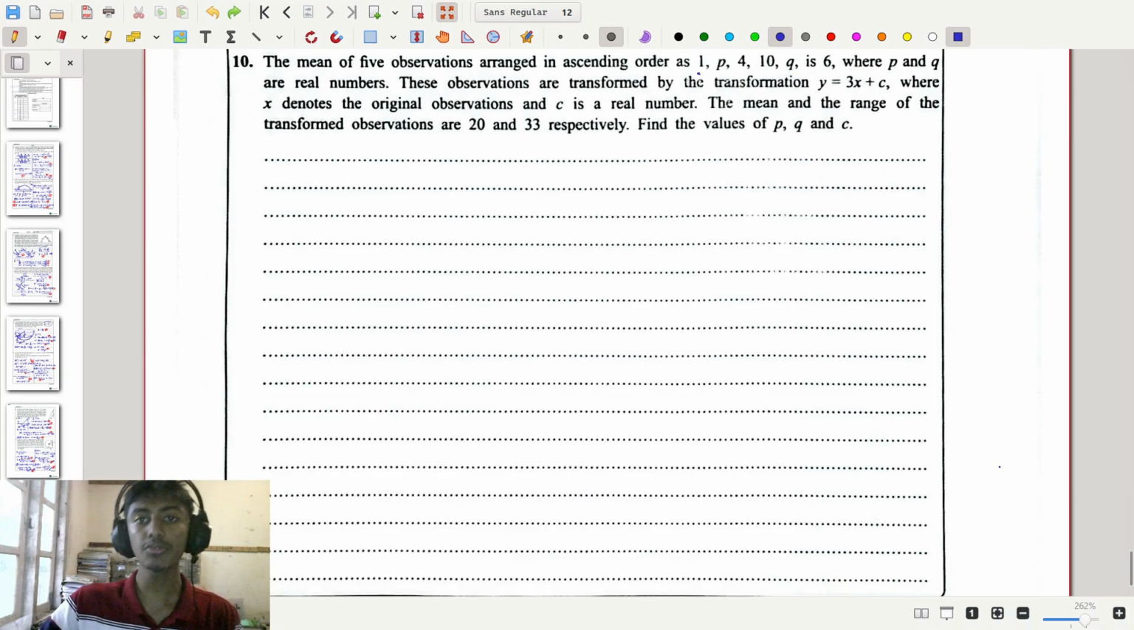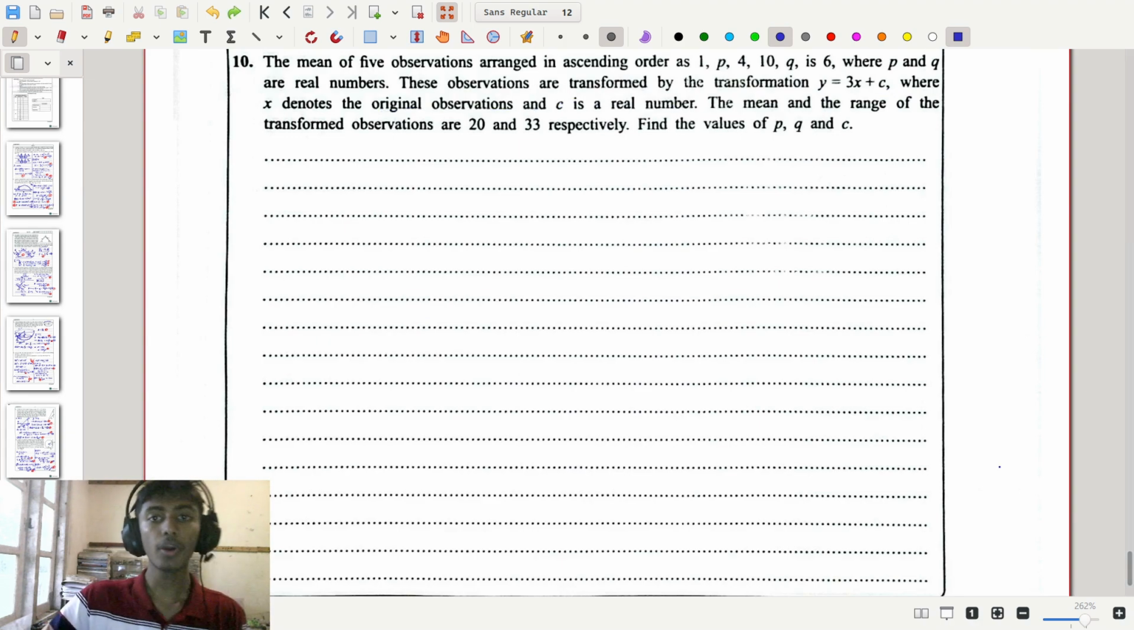So basically if you take the mean by adding all of these together, 1 plus P plus 4 plus 10 plus Q, and divide by the number of elements, which is 5, you're going to get 6. It then says these observations are transformed by the transformation y equals 3x plus c, where x denotes the original observation and c is a real number.